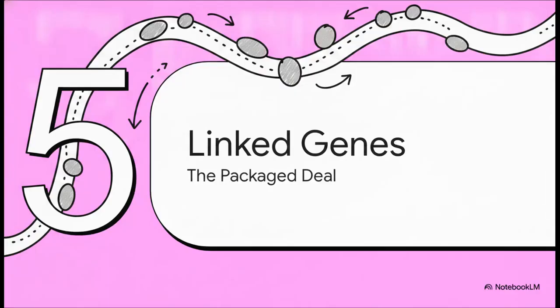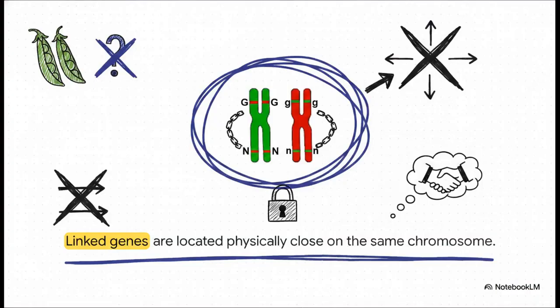Finally, we reach number 5, linked genes, the packaged deal mystery. Mendel's law of independent assortment basically states that alleles for different traits sort completely independently of one another during gamete formation. But honestly, Mendel was pretty lucky with his peas. When genes for 2 different traits are located physically close together on the exact same chromosome, they're called linked genes, and they completely defy independent assortment, simply because they are physically attached. They are inherited together as a single packaged deal.